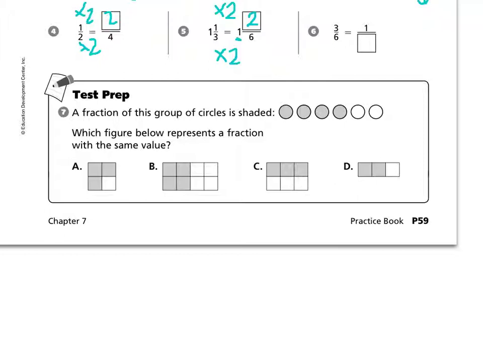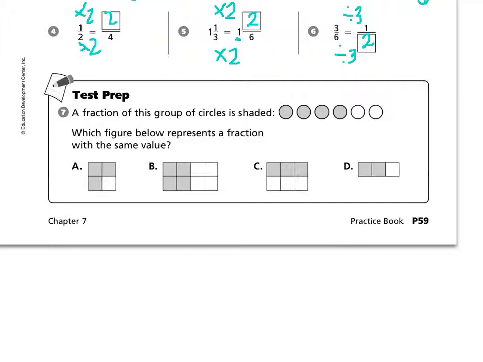Number 6, I have 3/6 equals 1 over something. How did I get 3 to be 1? Now if I want to make the number smaller, I would divide 3 by 3 to equal 1, or 6 divided by 3 would equal 2.